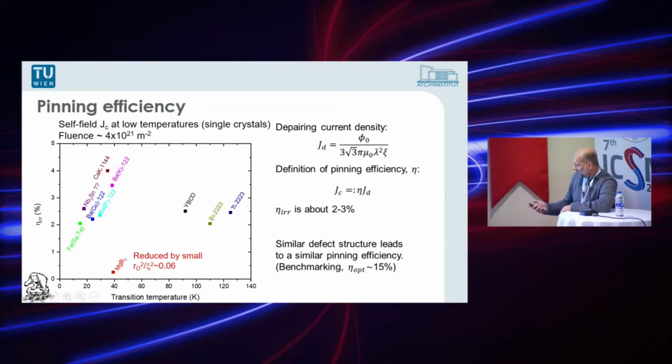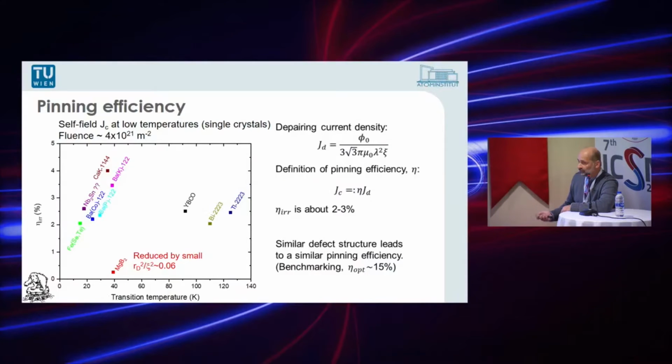The other important point I want to stress is that in real optimized conductors you can have a pinning efficiency around 15%, better than in this neutron irradiated system. But this is sort of a final limit. This is also theoretically expected.